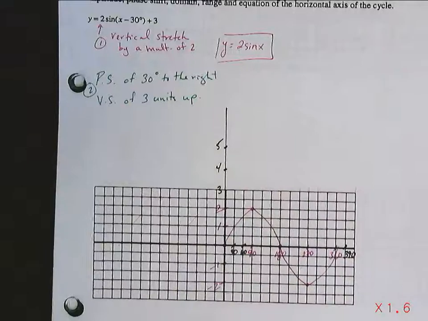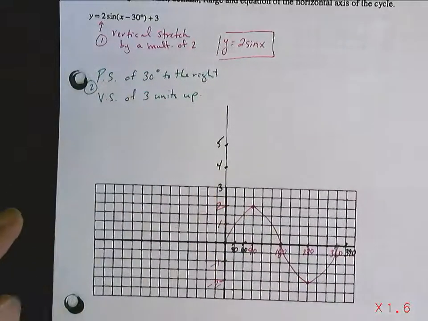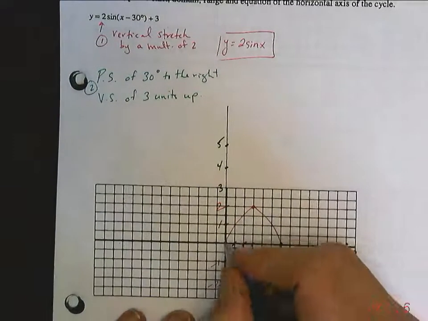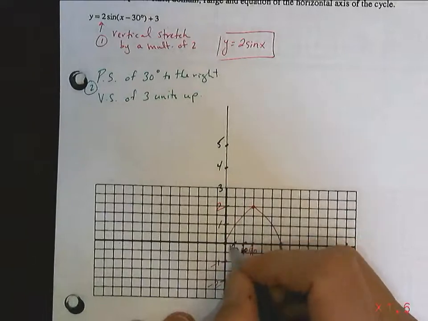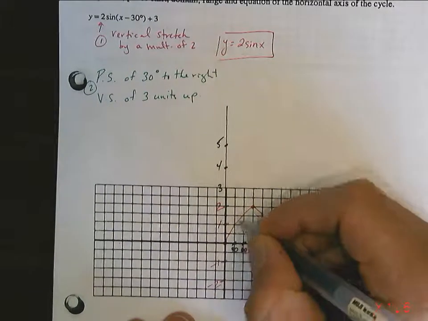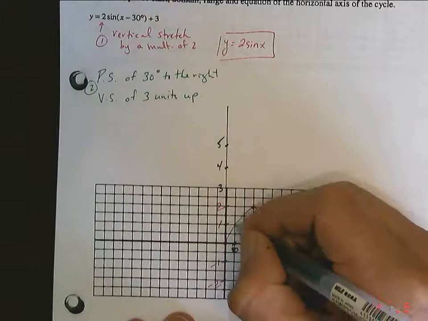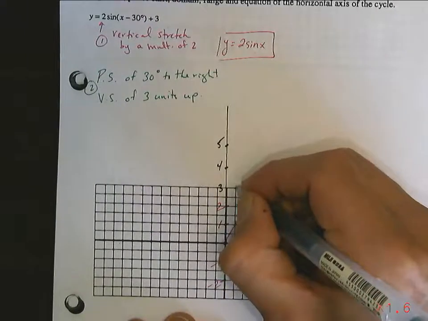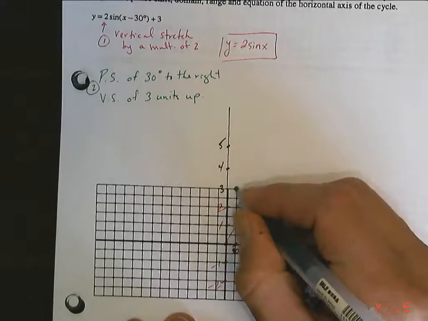So, which way am I going? I'm going to the right. So this point is going to move 30 degrees to the right, which is 1 hash mark. And it's going to go up 3 units. Now, not 3 hash marks, but 3 units. So it's going to go up 1, 2, 3. And that point has moved to here.